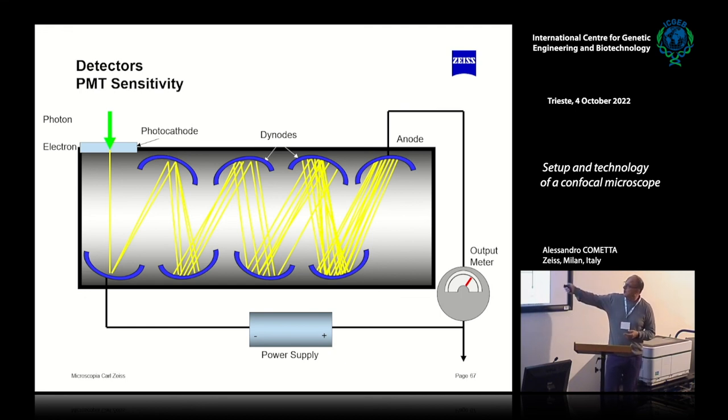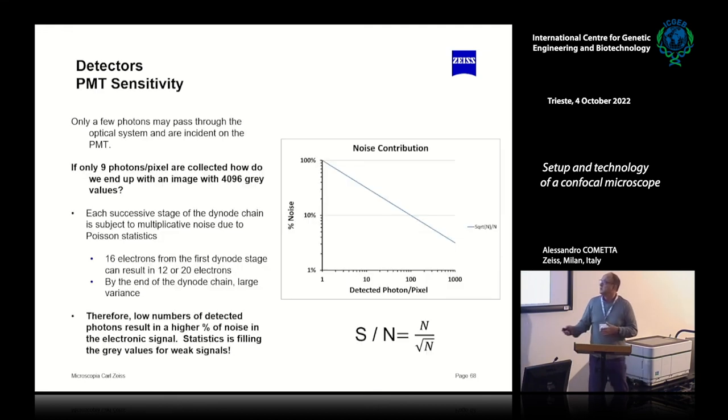If you increase the voltage, you increase the number of electrons and you increase the noise. So if possible, keep this fixed or as low as possible and try to increase the laser. But of course, if you increase the laser, you bleach your sample.